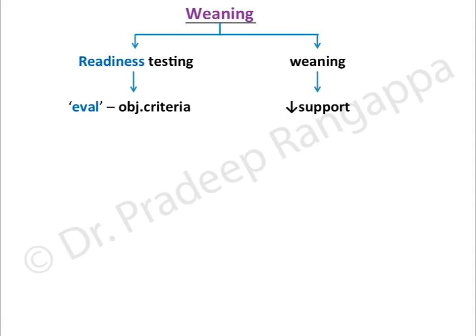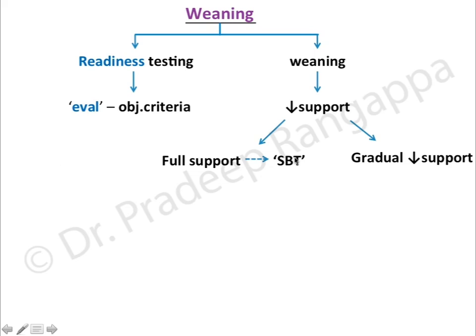And the actual process of weaning incorporates reduction of whatever support the patient is on, and so the reduction of full support. Basically, once the patient is ready to be weaned, you may negate the full support, which means you put them on a spontaneous breathing trial. Or the other domain is to gradually reduce the support and take them off the ventilator. So these are the two ways that you would approach the weaning. One is gradual reduction, and the other is directly putting them onto a spontaneous breathing trial. And once they satisfy these, then you would discontinue mechanical ventilation.